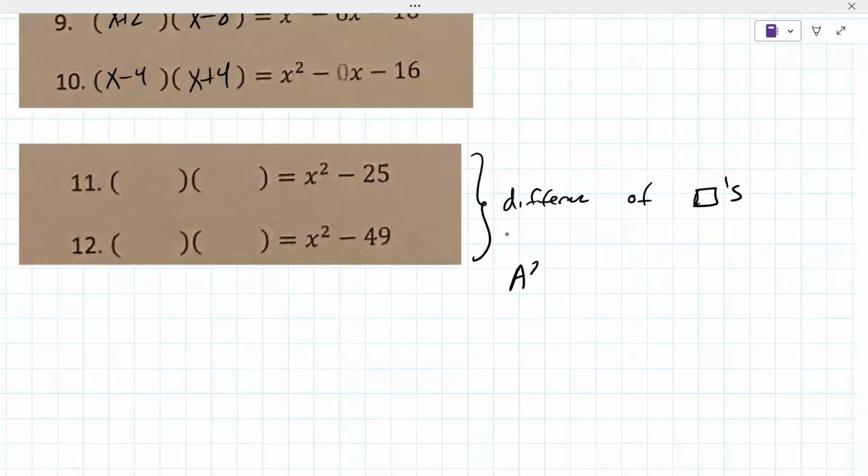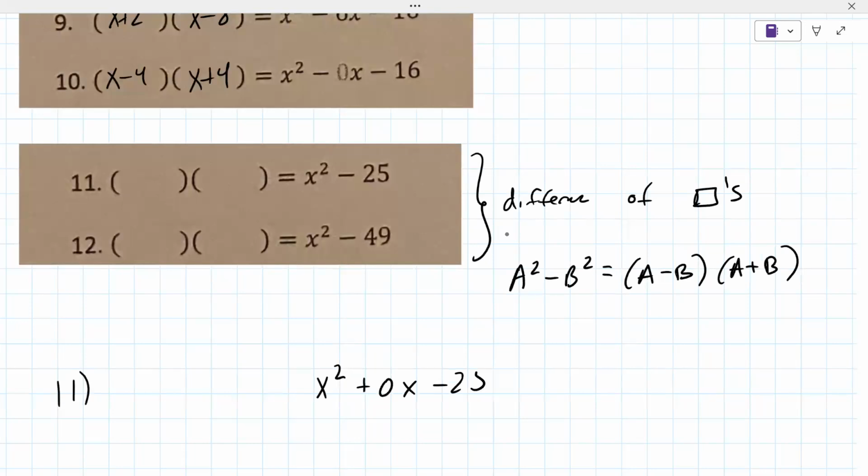It's got this formula: a squared minus b squared equals a minus b, a plus b. It's a special case. You're going to see that you have two terms when you do this. Now, the other way to do it is to look at a problem like 11 and see it as x squared plus 0x minus 25. But ultimately, you don't really want to do that. You want to recognize that it's a difference of squares, and you have to figure out what a is and what b is.